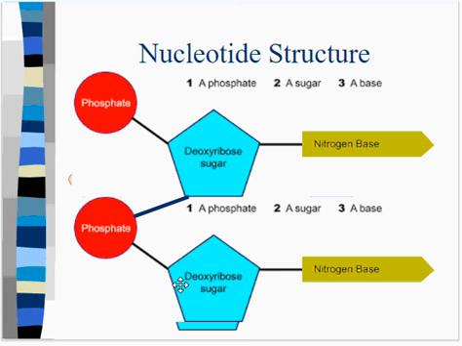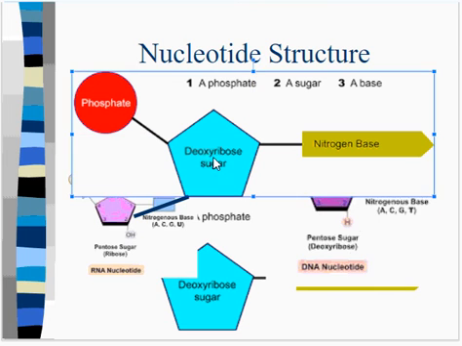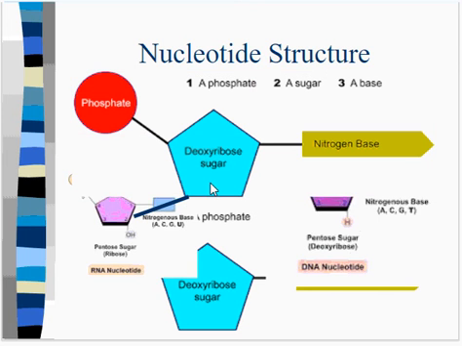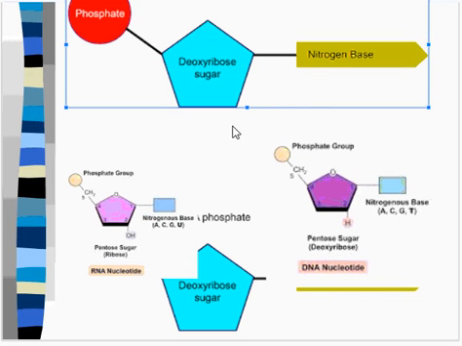The steps of the ladder, of that twisted ladder, are the nitrogenous bases. Those come in different varieties. The nitrogenous bases in DNA include adenine, thymine, guanine, and cytosine. We abbreviate those A, T, G, and C. And we can see that right down here.